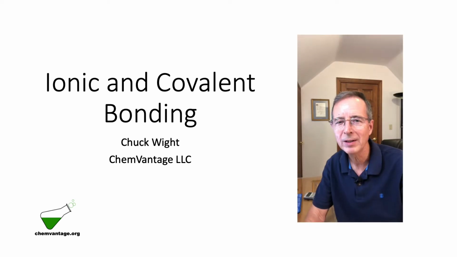We have already seen that an atom consists of a tiny positively charged nucleus surrounded by a much larger diffuse cloud of negatively charged electrons. Let's see what happens when two atoms come close enough to each other to form a chemical bond.